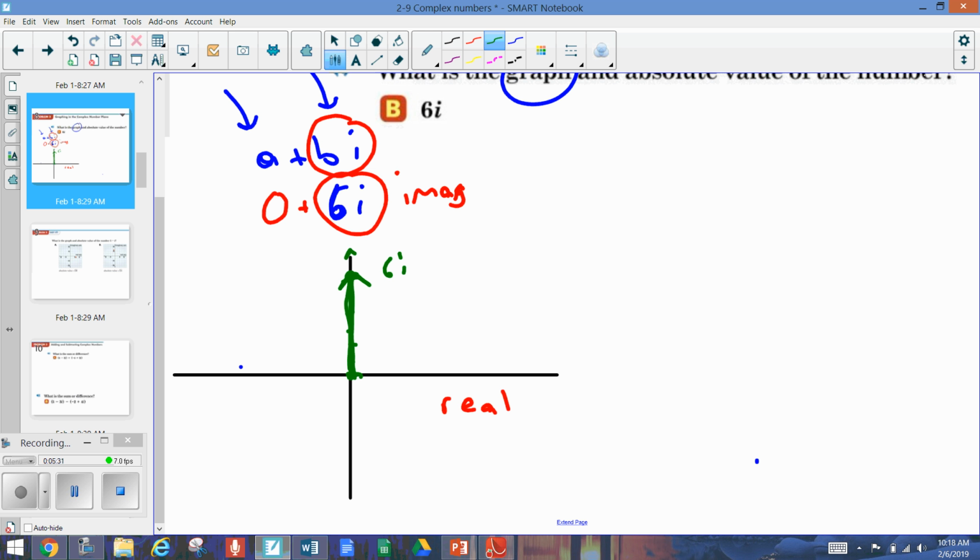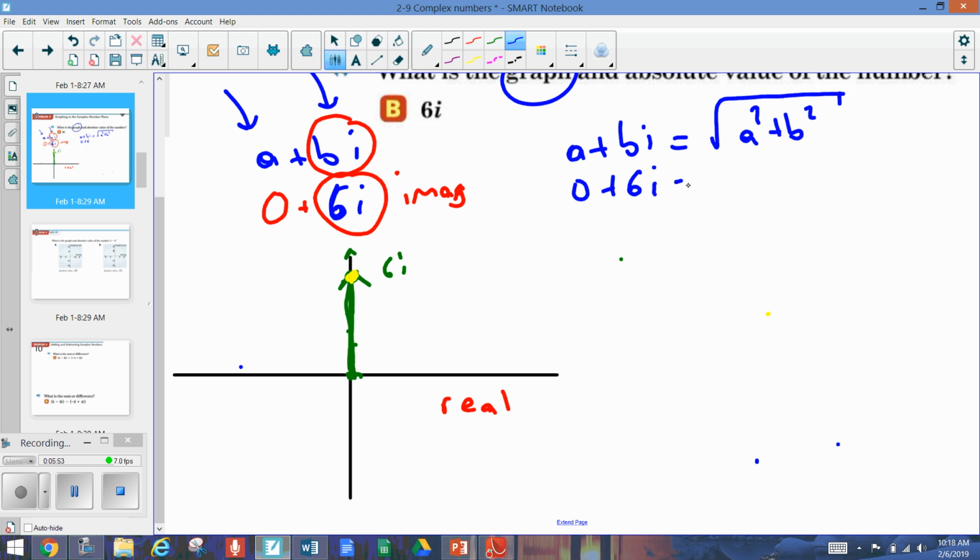Yeah? Okay. Here's the absolute value is 36. Do you agree? Metan said it's 36. Let's figure it out. What was the formula? Tell me the formula. Good job. So let's match the graph. 0 plus 6i. So what is A? 0 squared equals 0. What is B? 6 squared? 36. So that makes root 36. So the magnitude is 6.